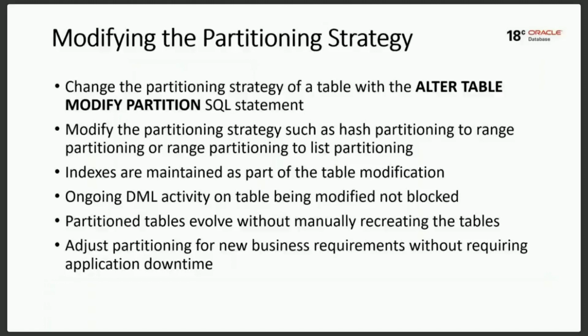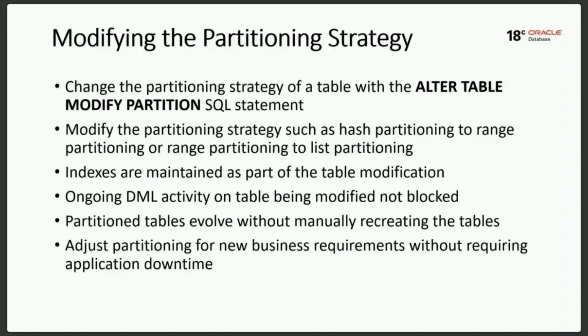So let's have a look now at some new features that have been introduced with Oracle 18c. So we know 18c is available for download for on-premise as well. So let's have a look at 3 of the new features in 18c as regards partitioning. So the first one is called modifying the partition strategy. So in 12.2, we had the ability to convert a non-partitioned table to a partitioned table. What we can do now with 18c is change the partitioning strategy.